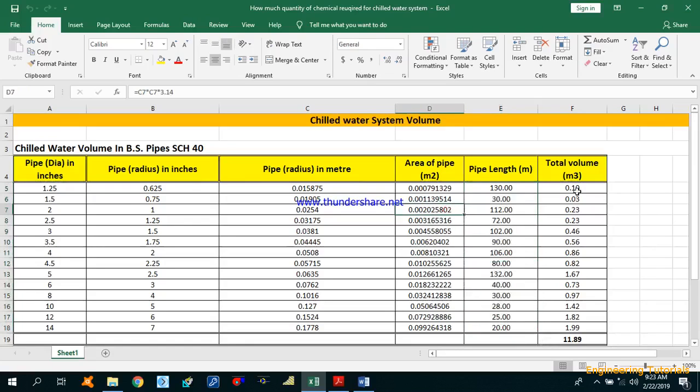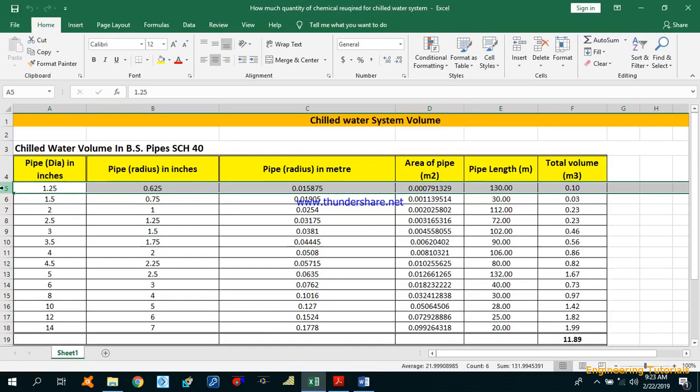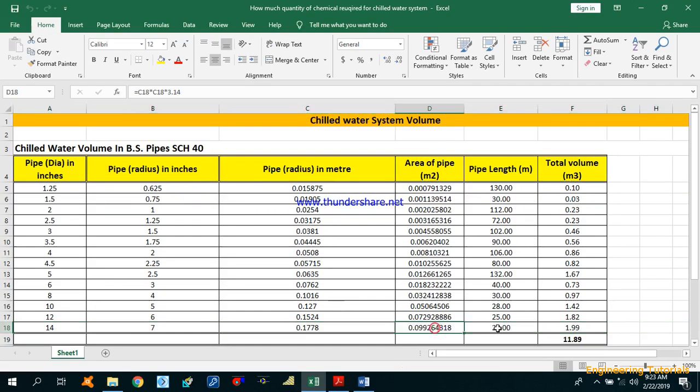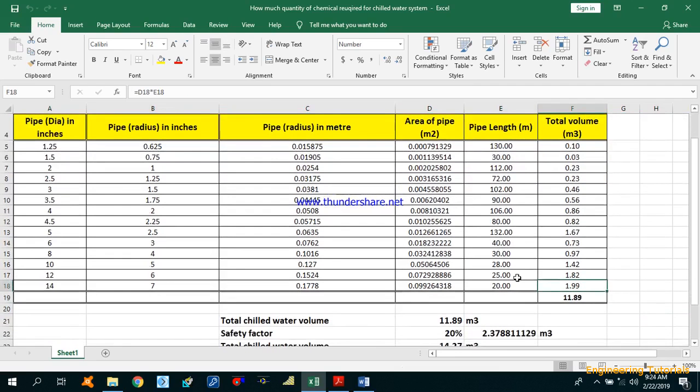So now we have to calculate the volume for this pipe. So we know that area of the pipe is here, length is here. We just need to multiply this column with this column. We'll get the total volume for the 1.25 inches dia pipe, which we have used in our project. In the same way you have to do it for all of the pipes which you have used in our project. For 14 inches, same way you need to multiply area times length, and you will get the volume for the 14 inches pipe which you have used in our project with 20 meter length, that is 1.99 cubic meter.